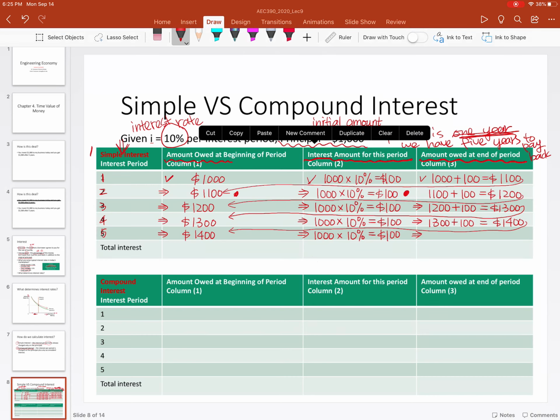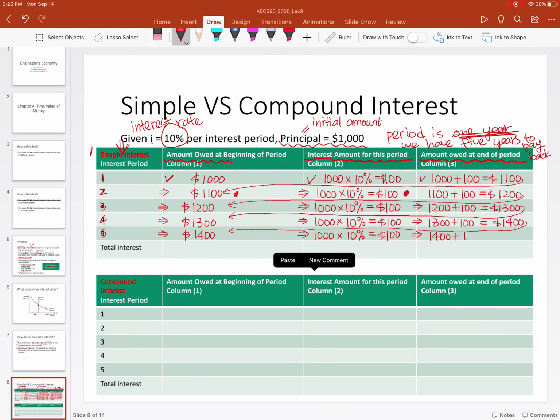So at the end of the fifth year, how much you owe in total will be the 1,400 you owe at the beginning of the fifth year plus the $100 as interest. So the total amount you owe at the end of the fifth year is 1,500. And this is the total amount you need to pay back after 5 years to the bank, if the interest is calculated using the simple interest approach.